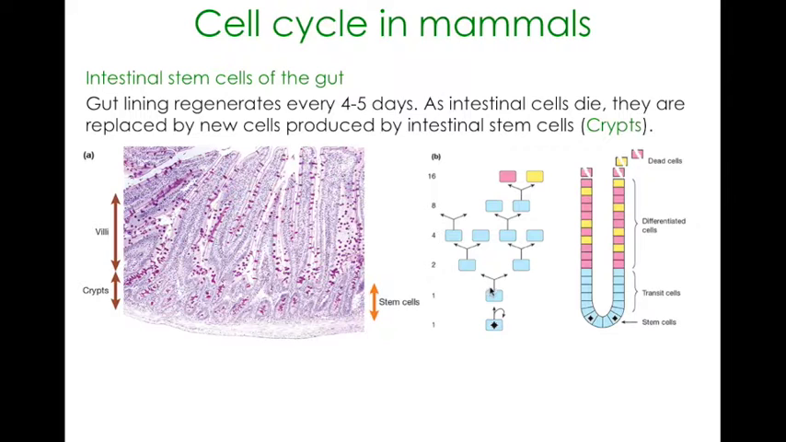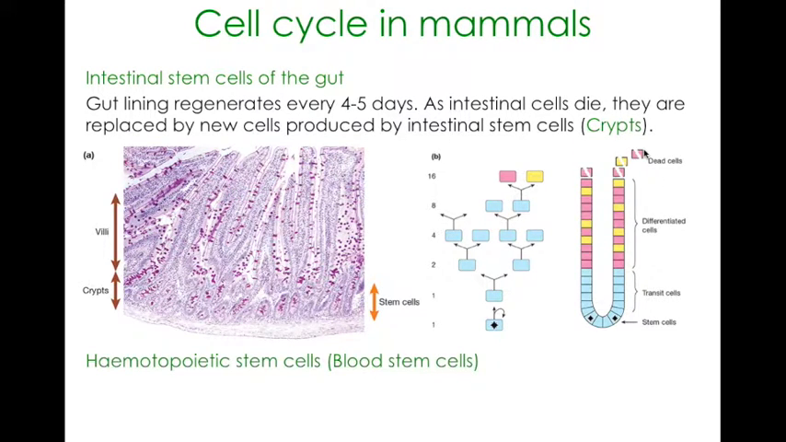And it goes 1 to 2, 2 to 4, 4 to 8, and so forth, until you get your intestinal cells, which are then lost. And so you can see it moves slowly towards the outside, and then the dead cells are picked off and removed in the process of digestion.